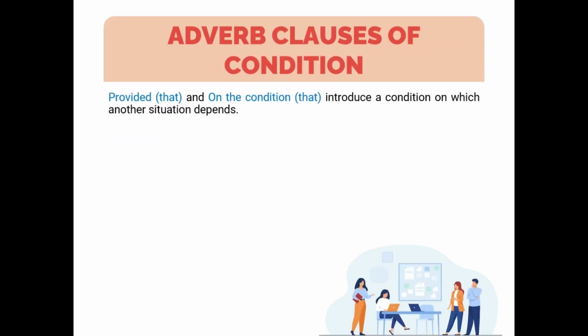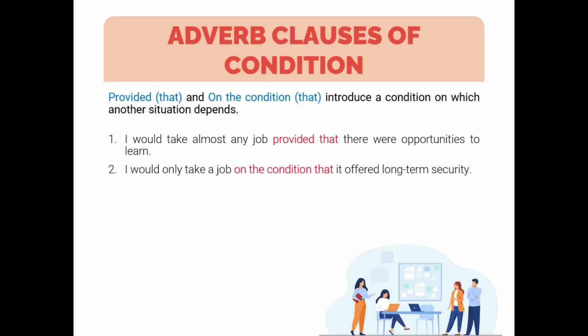Now we're going to start with the first pair, provided that and on the condition that, which are used to introduce a condition on which another situation depends. For example, number one, I would take almost any job provided that there were opportunities to learn. Number two, I would only take a job on the condition that it offered long-term security.